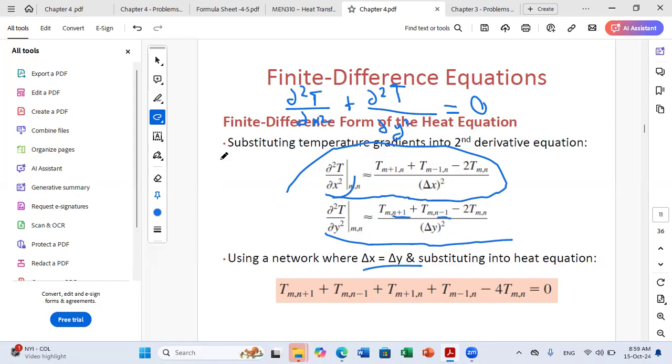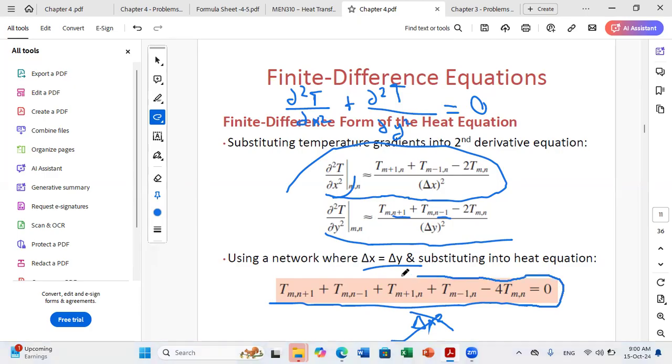Then you end up with T m plus 1 n plus T m minus 1 n minus 2 T m n plus T m n plus 1 plus T m n minus 1 minus 2 T m n again, over delta x squared, equals 0. Because delta x equals delta y, we can take the same denominator, and since it's equal to 0, you can simplify delta x squared, and this will be your equation. For each cell you can write the differential equation.